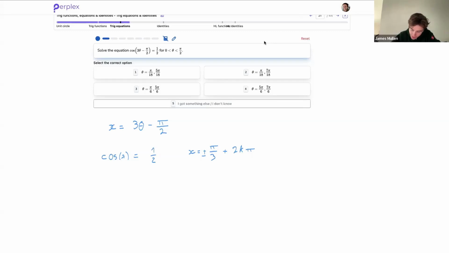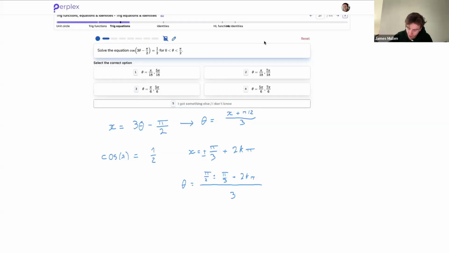And then if I reverse this to find theta, I would get something like x plus pi over 2 all over 3. What's that going to look like? It means that theta is going to be pi over 2 plus or minus pi over 3 plus 2k pi all over 3. And that is definitely a bit of a mess, okay?